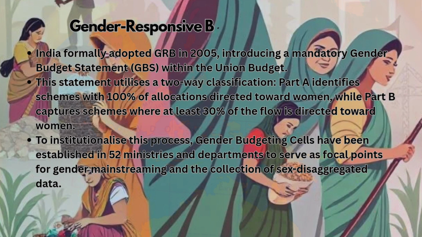Now, India formally adopted GRB in 2005, introducing a mandatory Gender Budget Statement, GBS, within the union budget. This statement utilizes a two-way classification. Part A, as you already told, identifies schemes with 100% of allocations directed towards women, while Part B captures women schemes where at least 30% of the flow is directed towards women. To institutionalize this process, gender budgeting cells have been established in 52 ministries and departments to serve as focal points for gender mainstreaming and the collection of sex-disaggregated data.